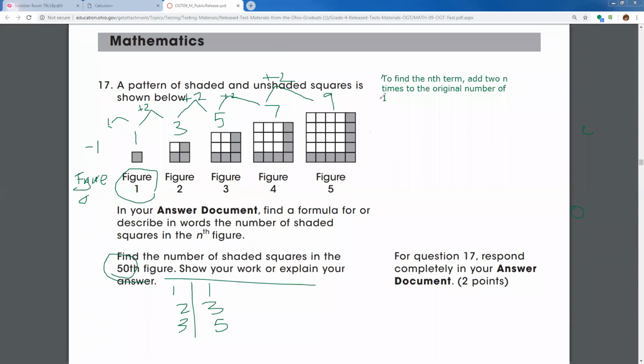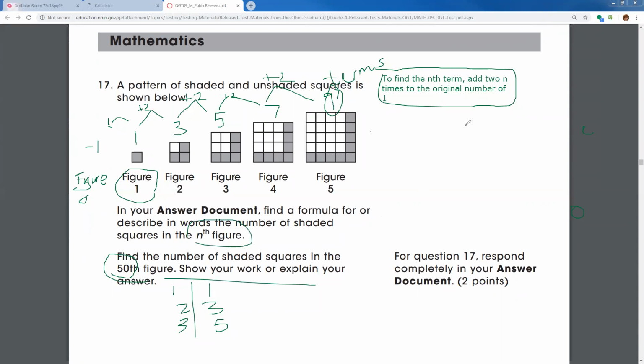Sorry, this one. So to find the nth term, add 2 n times to the original number of 1. So the nth term is this number. Each of these are the terms. And n means we don't know what term they want you to ask for. N is just the generic. If they said the third term has a value of 5, the fifth term has a value of 9. So that's why we use those words nth term, because they said the nth figure.